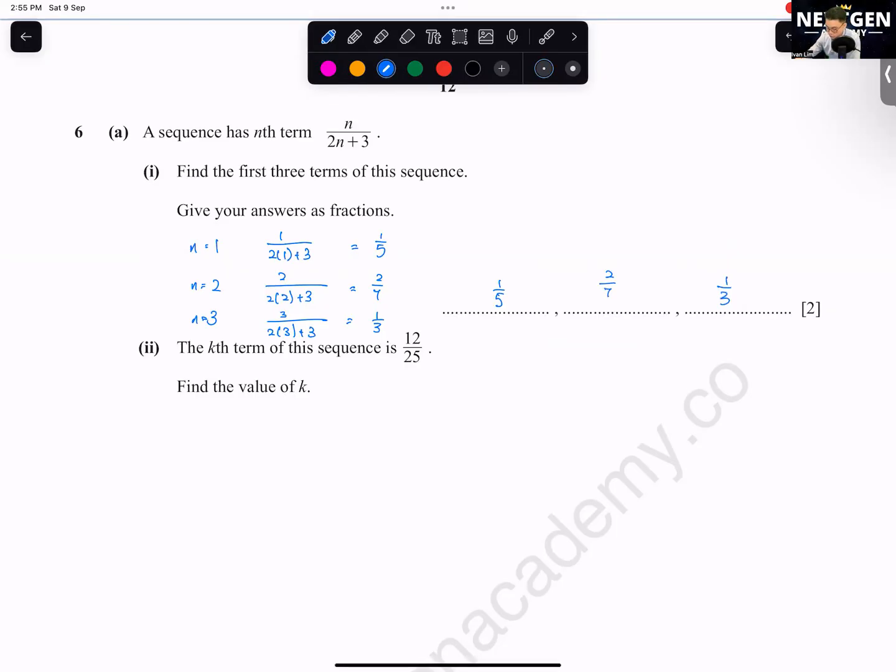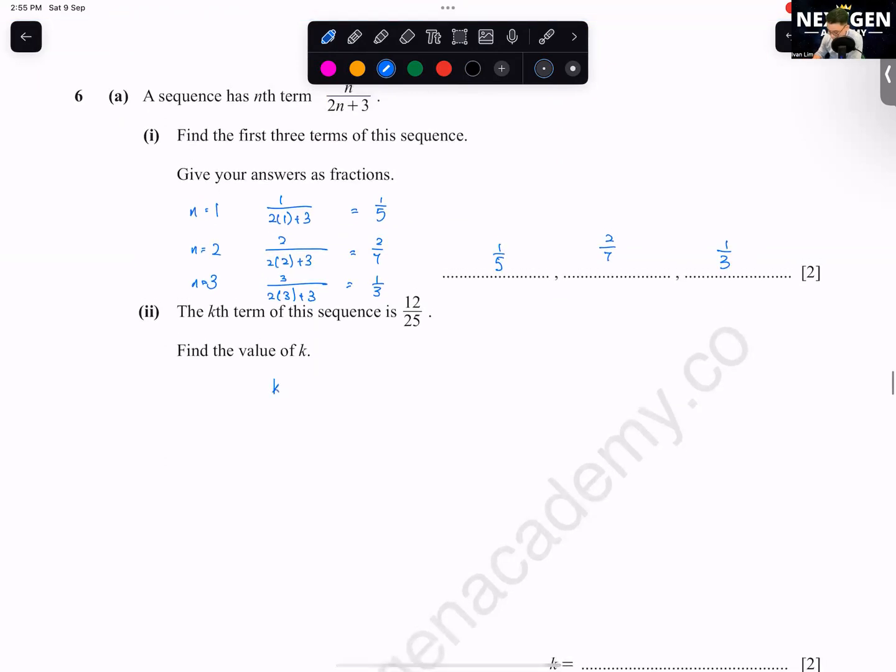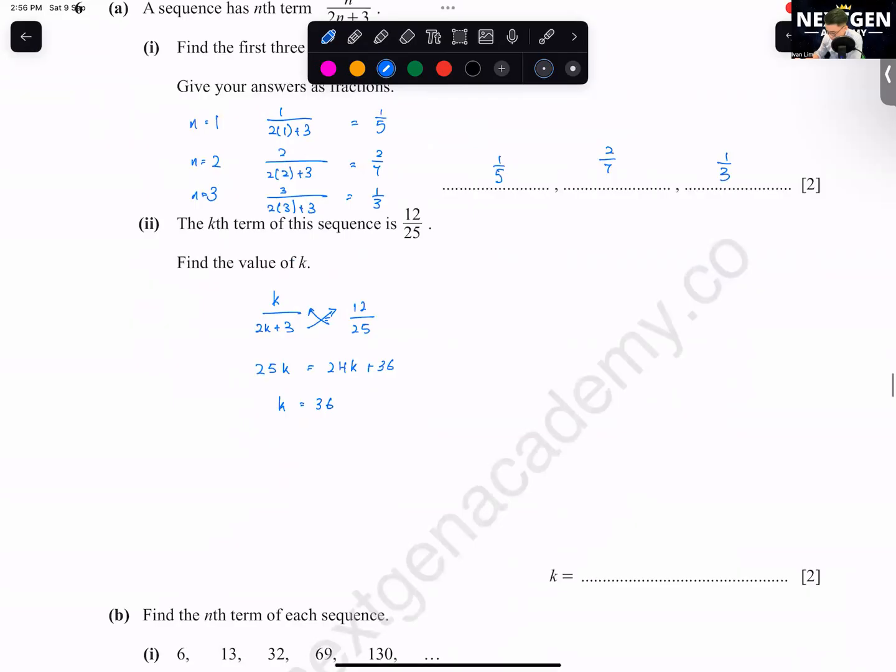Okay. Question 2. The kth term of this sequence is 12 over 25. Find the value of k. So you just need to substitute your k into your n equals to k. Cross multiply both of this. 25k equals to 24k plus 36. Okay, move it around. K is equals to 36.